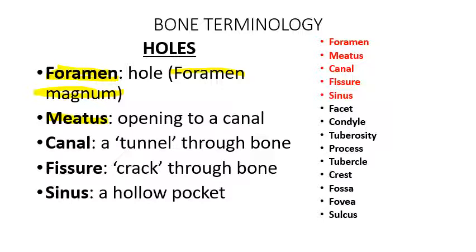So in this case, we're talking about a meatus in a bone. So there's several meati around the skull and other places where you have small holes. The most obvious one is the auditory meatus, in other words, the ear hole. Okay, a canal is a tunnel through something, so there are various canals. A fissure is a crack, right? It looks like a crack, except that it's meant to be there. Okay, a sinus is a hollow pocket, right? So you know that the skull is filled with sinuses.